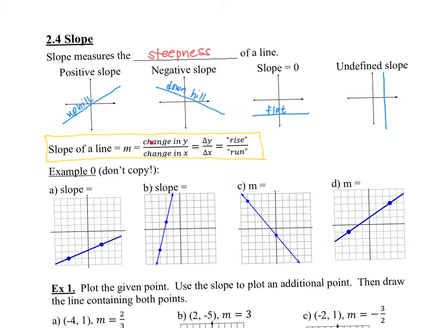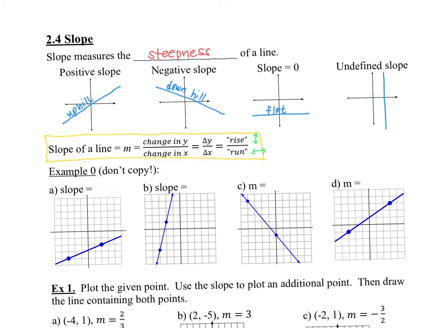Another way to write change in y is we use this little triangle. The triangle means delta. So change in y over change in x is the same as delta y over delta x. And you often learn in middle school that this is really the rise over the run. And remember, rise is change in y, so it's how far up or down. Run is how far to the side it goes.